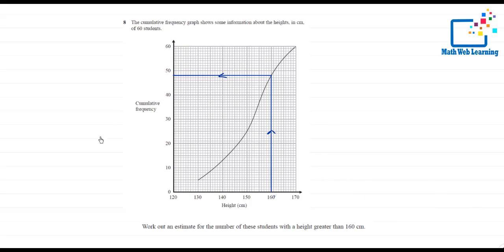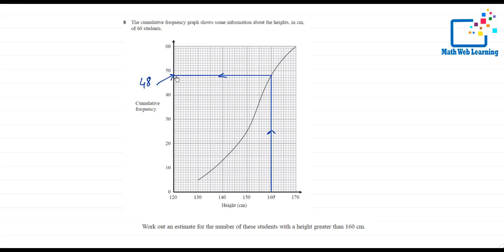Right, question number 8 is a question on cumulative frequency, and we've been asked to estimate the number of students with a height greater than 160 centimeters. I went ahead and drew the line here at 160 centimeters, up till you hit the cumulative frequency curve, and then you project it horizontally against the cumulative frequency axis. The scale is 1 millimeter, one unit. So that is the reading here. If I did that, it's 48. So that is 48 there.